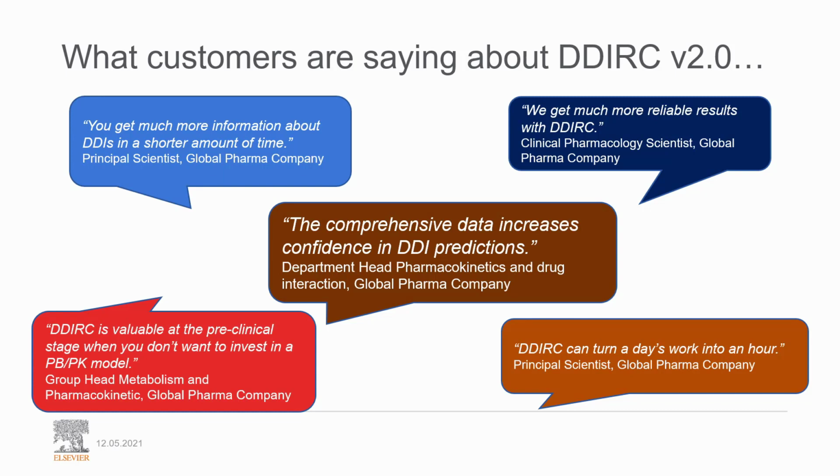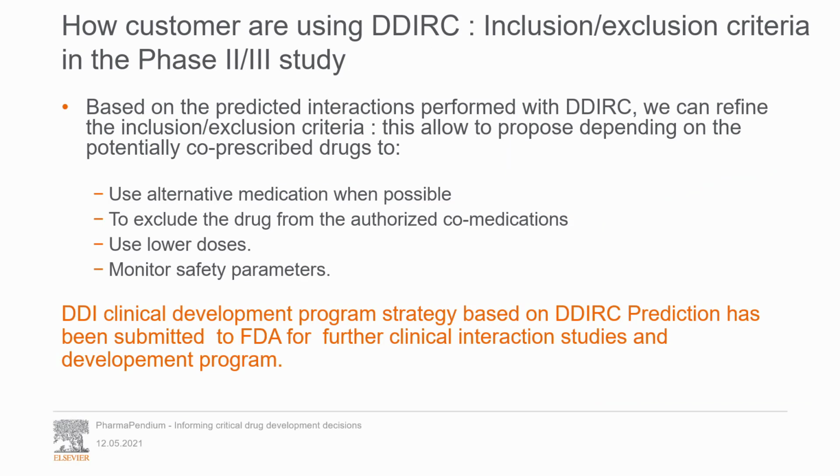Now, while it's great to have this type of feedback, how are customers actually using the tool in real life? There are a few examples here. One of our customers was using this tool, I would say, to refine the inclusion-exclusion criteria in the phase 2 and phase 3 studies. What does that mean exactly? It means that they have a drug that was in phase 2 and phase 3, and they would like to say, okay, based on the co-medication that we are expecting, what is the risk of drug-drug interactions? Can we include this patient because they have a co-medication, or can we exclude this patient because they also have a co-medication that is at risk for drug-drug interactions?